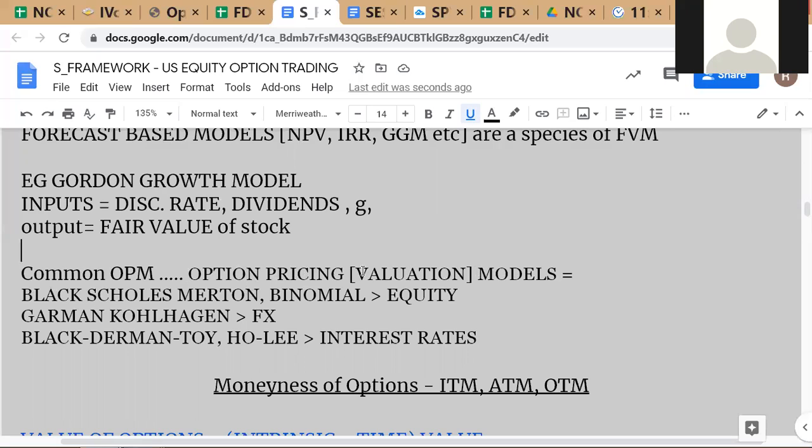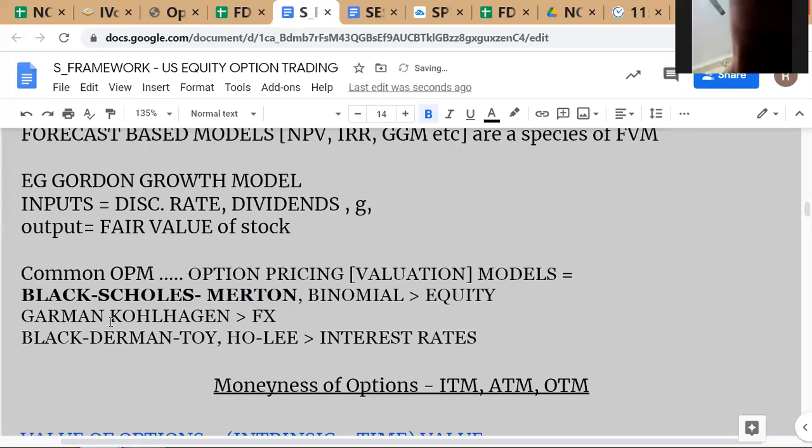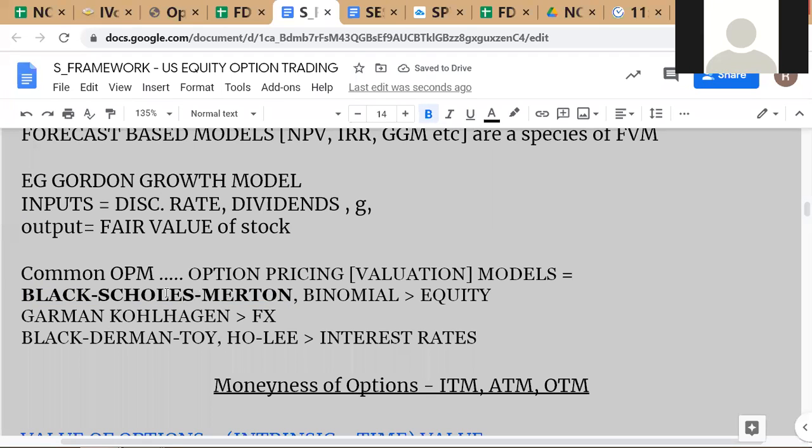Is this clear? Yes, sir. So that's what I mean. So the common names that you need to understand are these actually. Now it is normally referred to as the Black-Scholes model, but actually what we refer to is Black-Scholes-Merton. So these are the names of three people, and both of these have received the Nobel Prize. This guy died before the Nobel Prize was given, but the other two have both received the Nobel Prize in economics. So this is the most commonly used OVM for equity options, Black-Scholes-Merton.